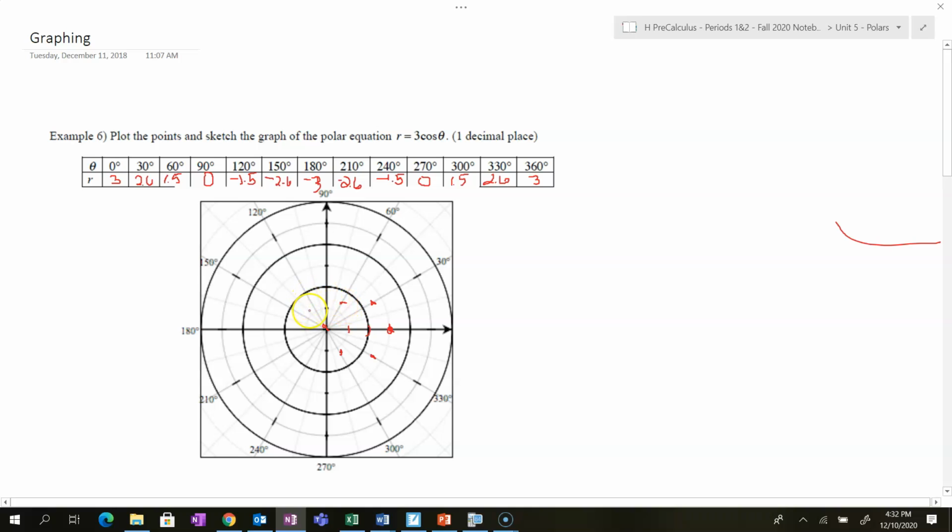So notice that a lot of these dots are repeating. So 270 would be back at 0. 300 would be out here at 1.5. And then 2.6, and then 3.